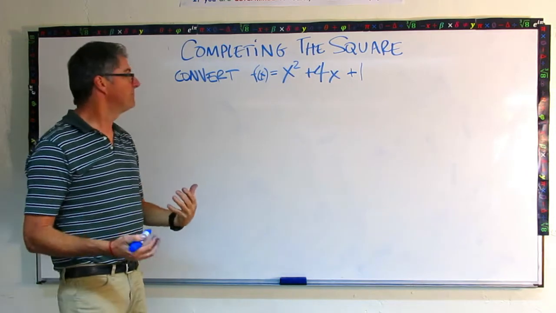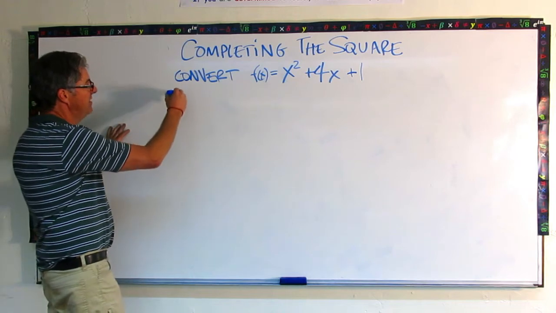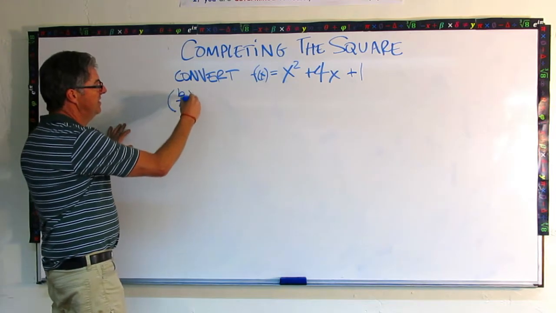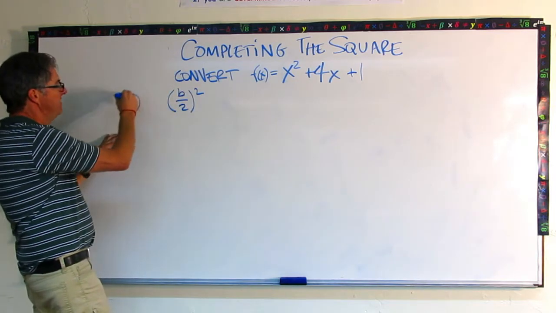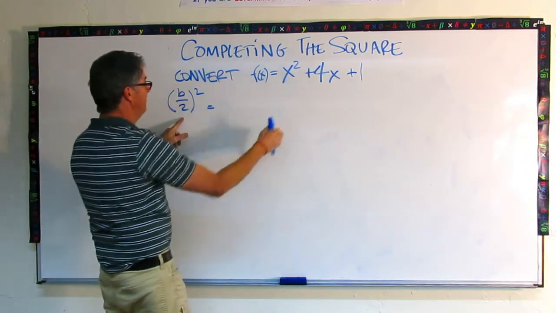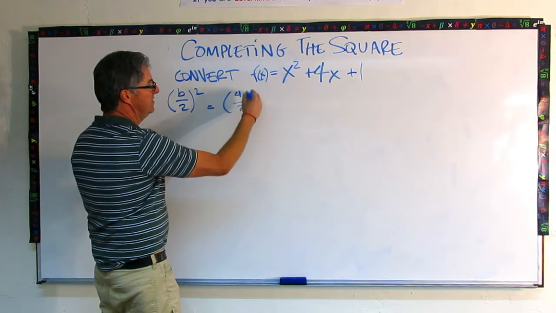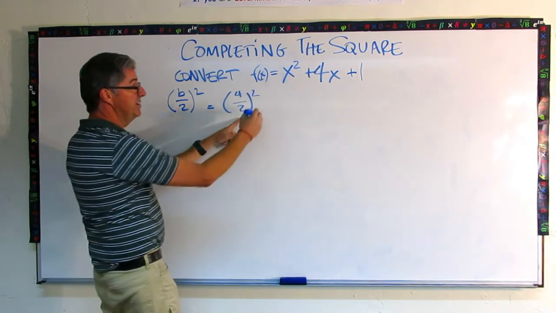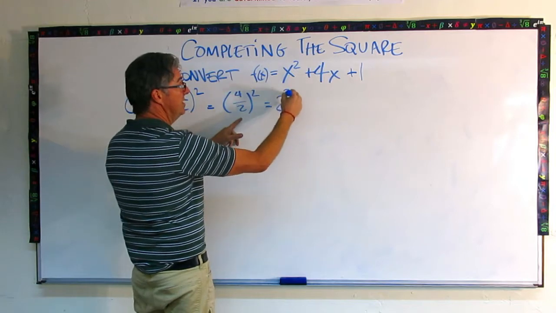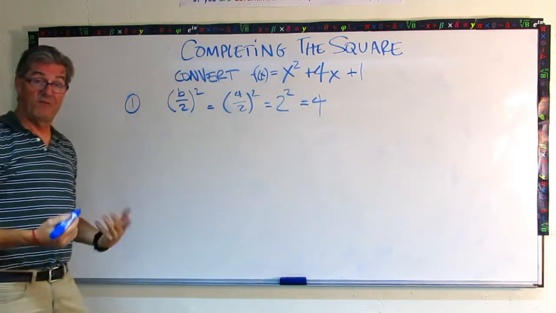Okay, let's take a look. So our first step was to find b over 2 squared. So b over 2 squared. This is step 1. This is going to be my b term, which is 4 over 2 squared. So 4 over 2 squared. 4 over 2 is just 2. So we got 2 squared. So b over 2 squared is 4.